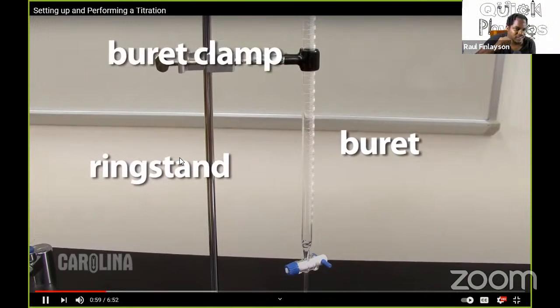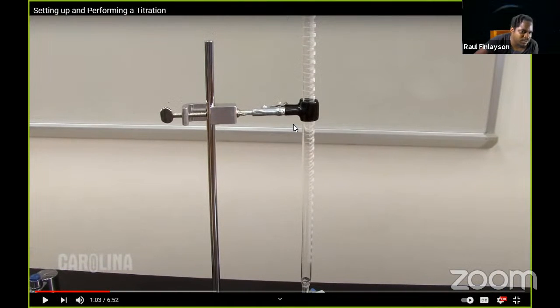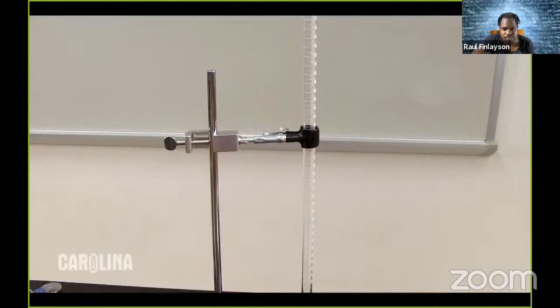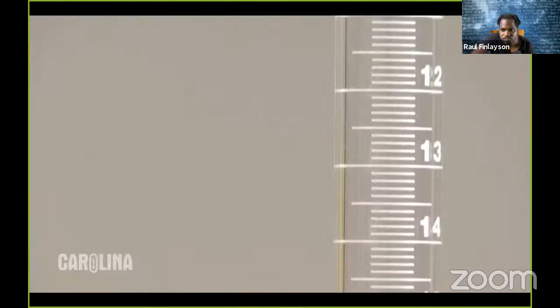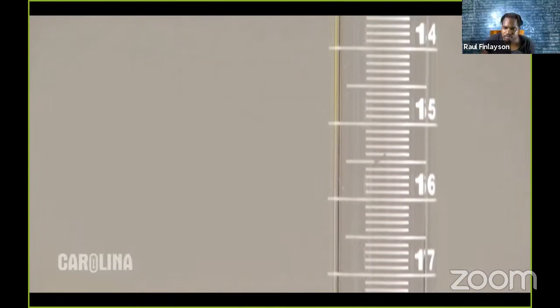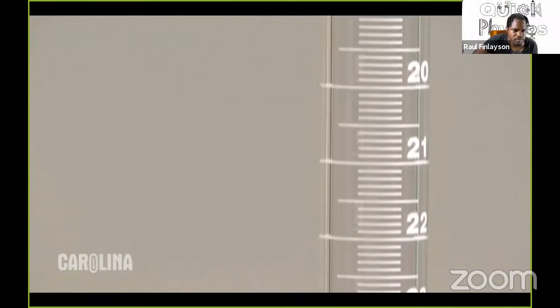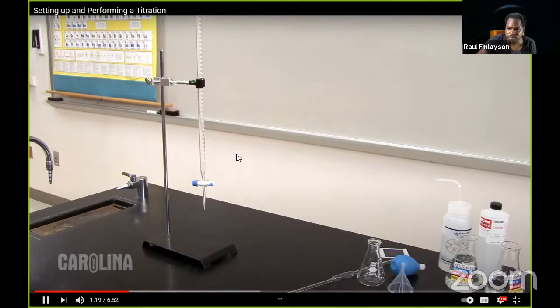A ring stand and a burette clamp. A burette is a long, narrow graduated tube used to add titrant. Add that to your list of apparatus. It has a stopcock to regulate the flow of liquid. Notice that the markings on the burette go from lowest at the top to highest at the bottom. The ring stand and burette clamp are used to mount and secure your burette.